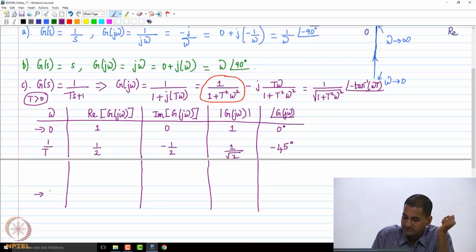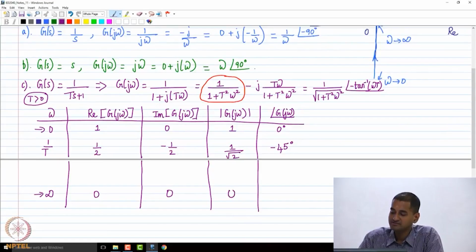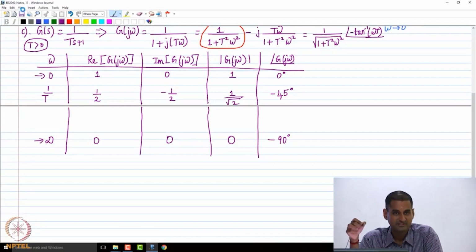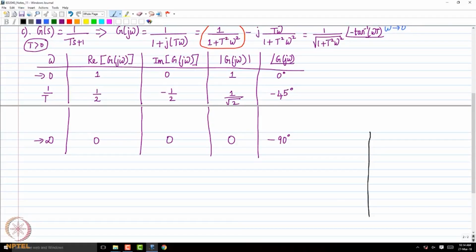Now as omega tends to infinity, what do you think is going to happen to the real part and the imaginary part? Both will go to 0, and what do you think will happen to the phase? It will essentially go to minus 90 degrees, we will see why. We are going to interpret it in a different way. That is something which we will figure out when we draw the Nyquist plot. So, let us construct the Nyquist plot and see what happens.